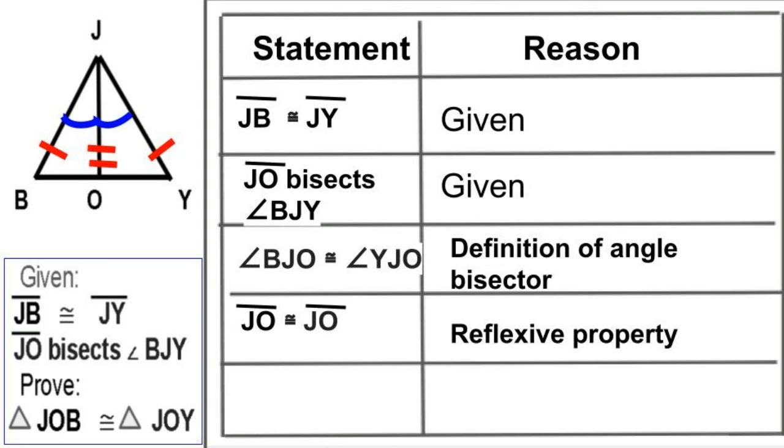Now we already have three corresponding parts congruent, two congruent sides and one included angle. Now we can say that triangle JOB is congruent to triangle JOY. And the reason is SAS postulate.